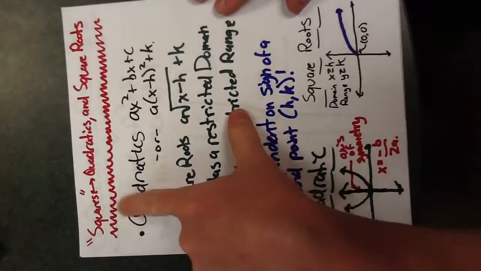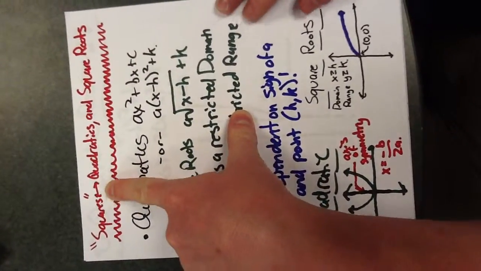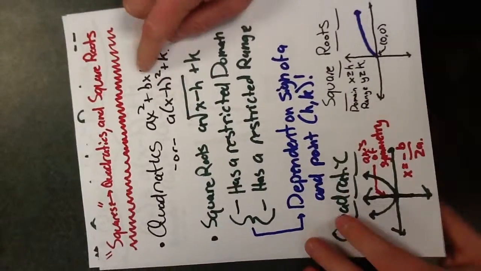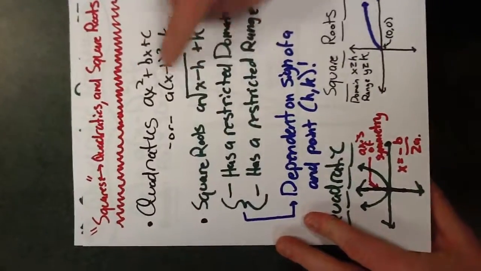That says squares, not squarest. It says squares, I promise. Those are quadratics and square roots. Quadratics, you remember these? Standard form, vertex form.